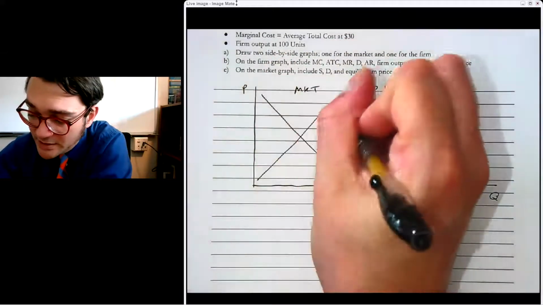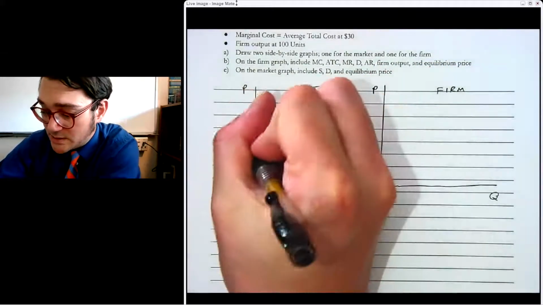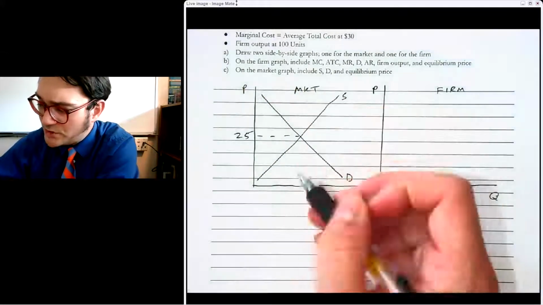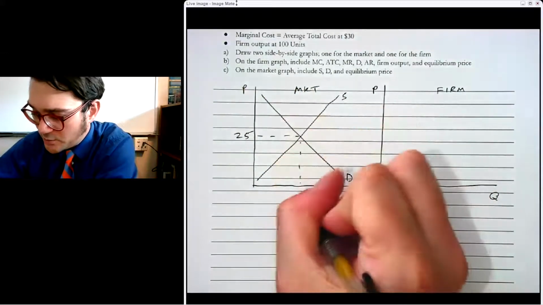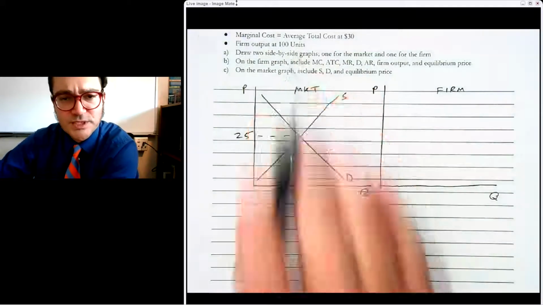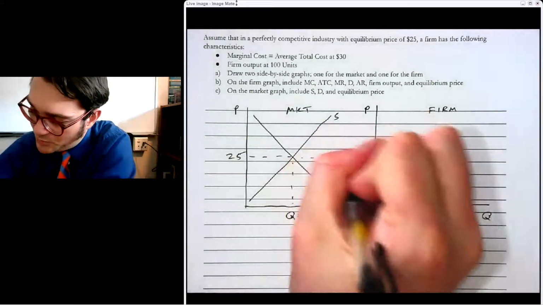So we know the demand and the supply look like that. And it actually tells us the price is 25. Then it doesn't tell us how much quantity the market is producing, so we're just going to put Q star here. It tells us the firm is producing 100 units, but aside from that, we don't get told. So we're going to move this over here.